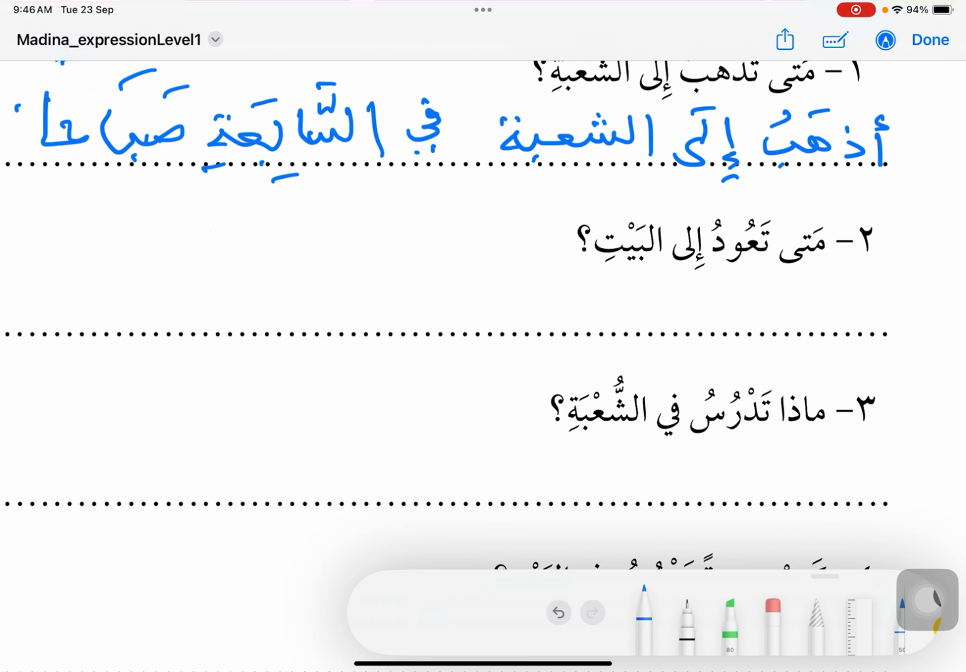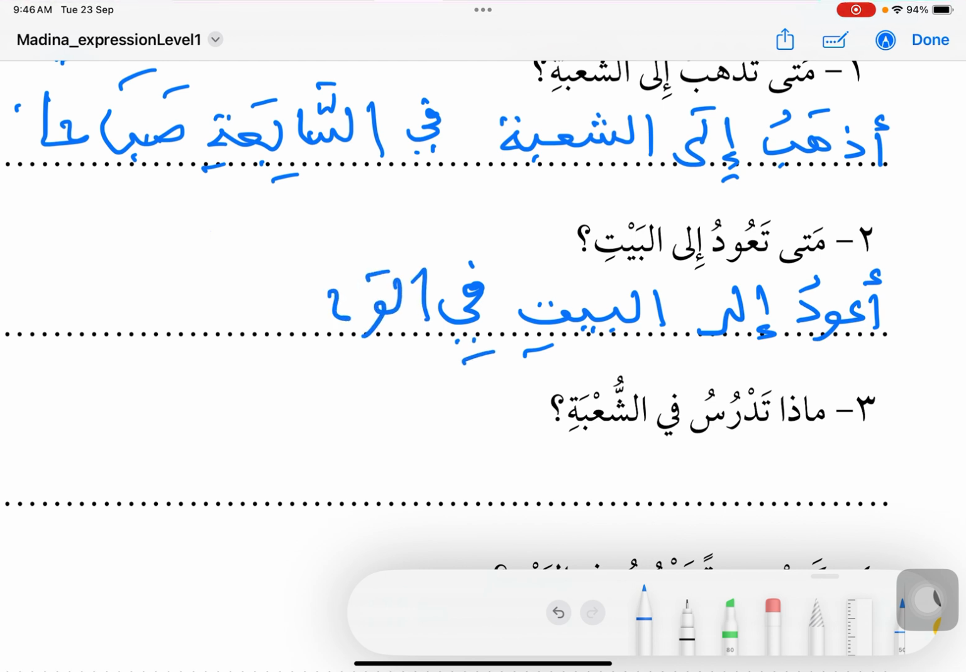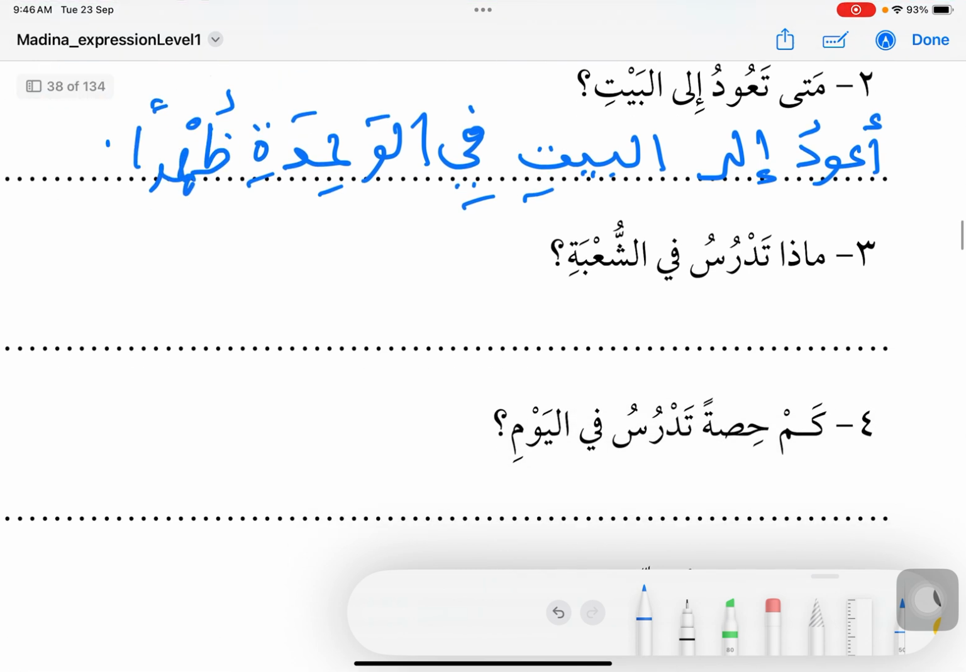Mata ta'udu ila al-bayt. When do you return to the house, to home? Say a'udu, I return. Ila al-bayti fi al-wahidati dhuhran, in the afternoon. Dhuhr, also the name of the salah, salatul dhuhr.